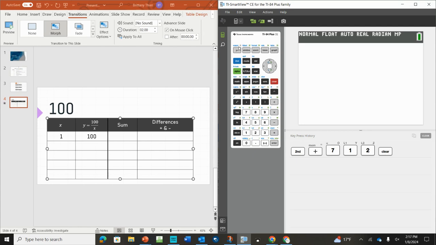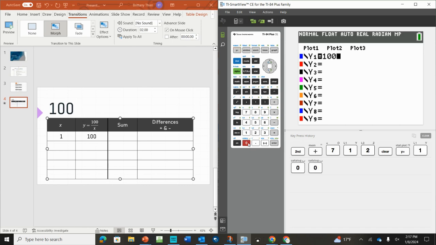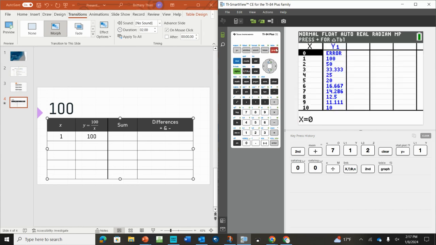Next, you're going to press y equals, and then the number we're trying to list factors for is 100. So we're going to do 100 divided by x. Then we're going to go to the table. So I'm going to press second graph. And notice in the table we have 1 and 100. And the next we've got 2 and 50. 2 times 50 equals 100.